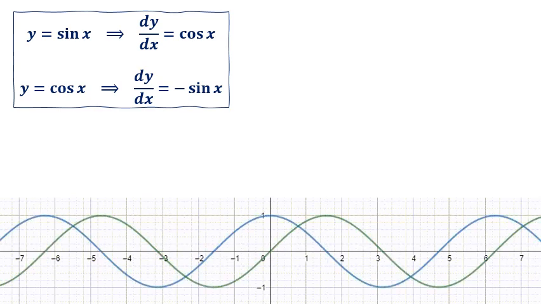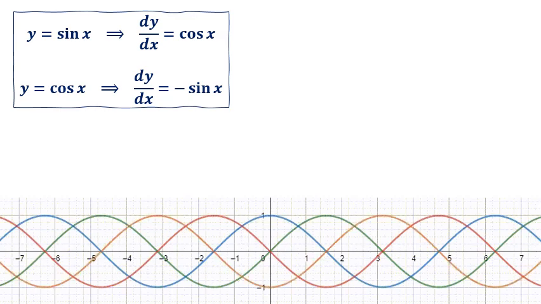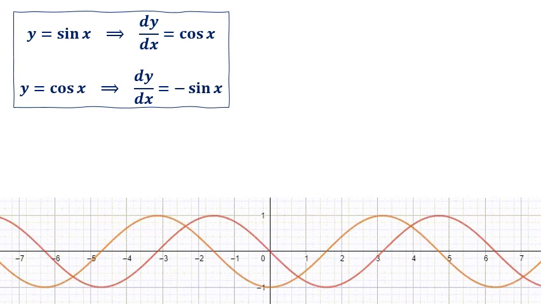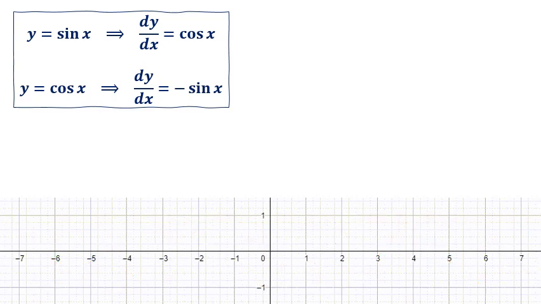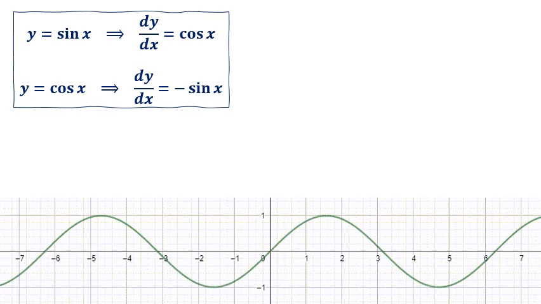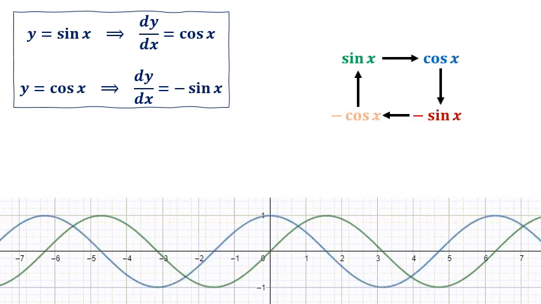You could say from minus sine x, what happens if we differentiate? Well, we'll end up with minus cos x. And that's also a consequence of the fact that if sine x differentiates to cos, then anything multiplied by sine x will differentiate to that thing multiplied by cos x. Here's a nice way to think about it.